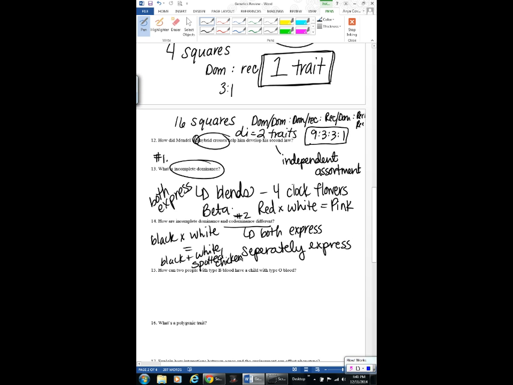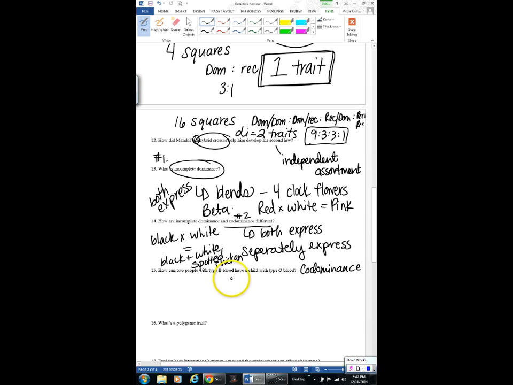Okay. Codominance also has a lot to do with blood typing. Okay, and so can 2 people with B blood have a child with O blood? Yes, that is something that can happen. So when we're looking at codominance here, codominance means that both can be expressed.